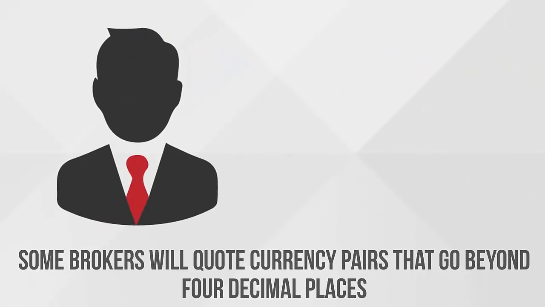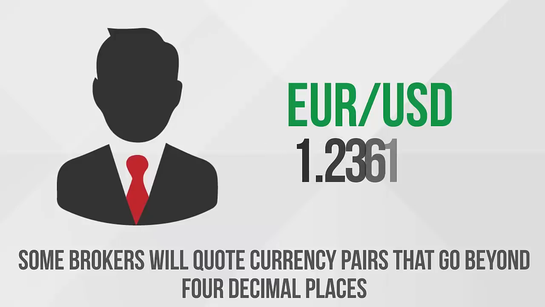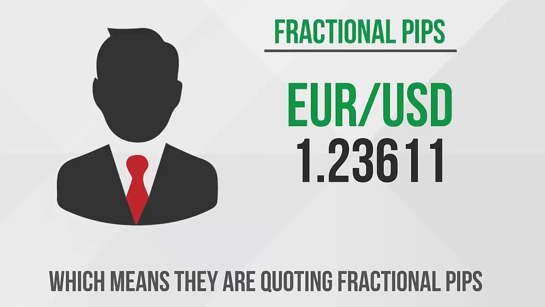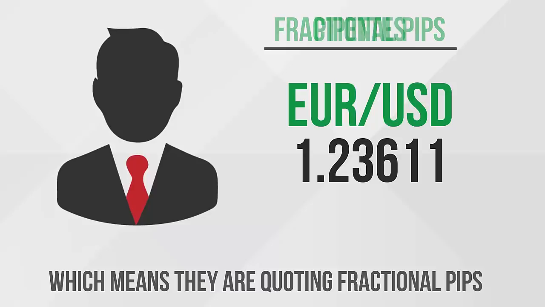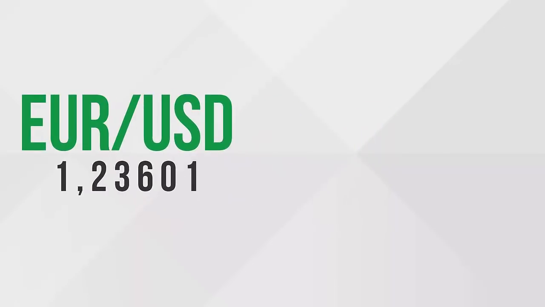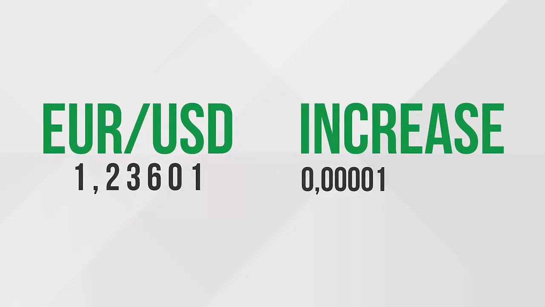Some brokers will quote currency pairs that go beyond 4 decimal places, which means they are quoting fractional pips, which are also referred to as pipets. If the Euro-US dollar moves from 1.23600 to 1.23601, the 0.00001 would be called 1 pipet.